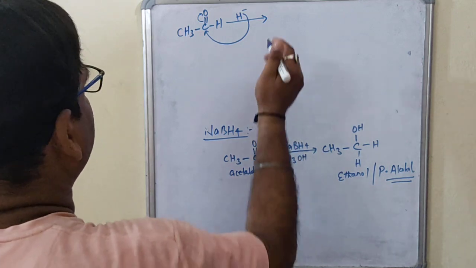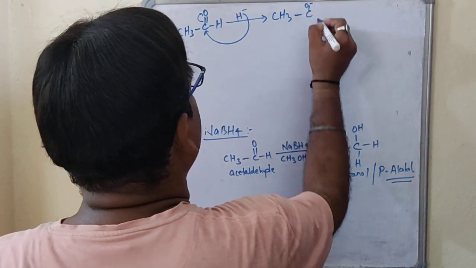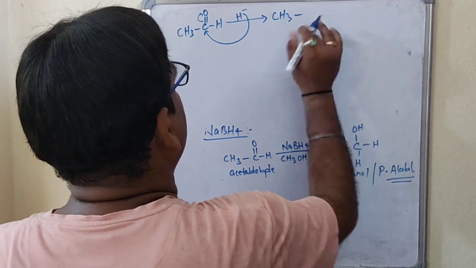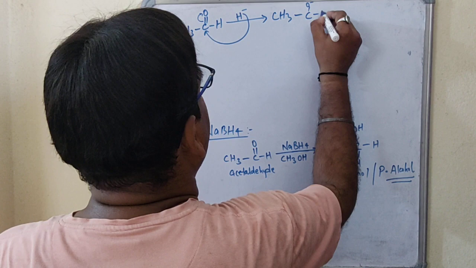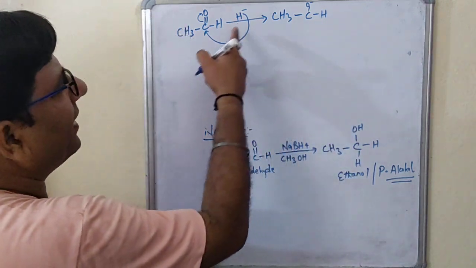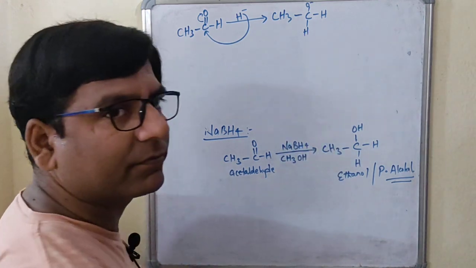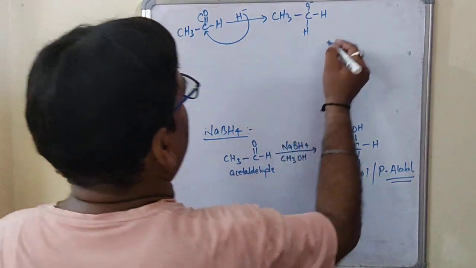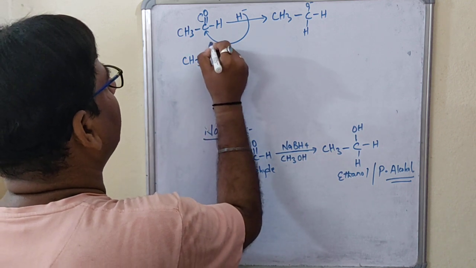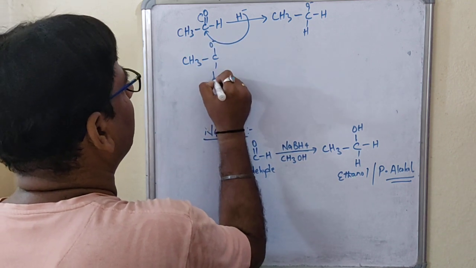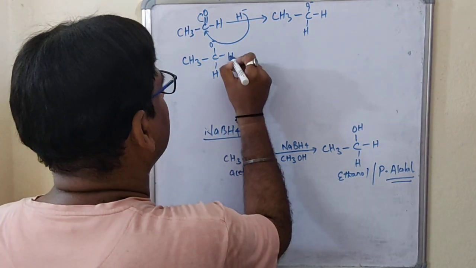Now what will it be? It will be CH3, CO minus, here this is H, and this hydride ion has attacked this carbon, so here it will be H. Clear? In the next step, what will happen? C, here it is O minus, this is H, this is H. Hope you have understood this.